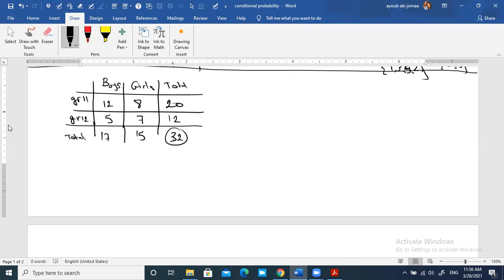Right. If I ask you a question: select one student. One student is selected from the 32 students, from the total number of students. Yes, one. There is no replacement, no repetition here. It is a selection of one, so no permutation or combination.